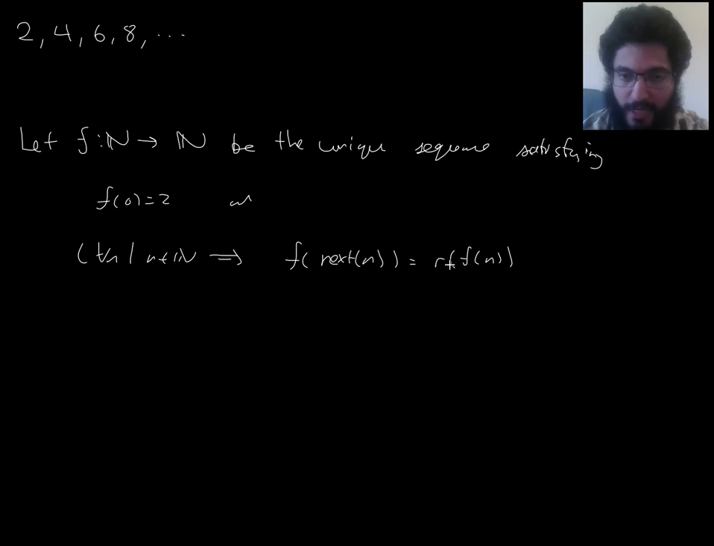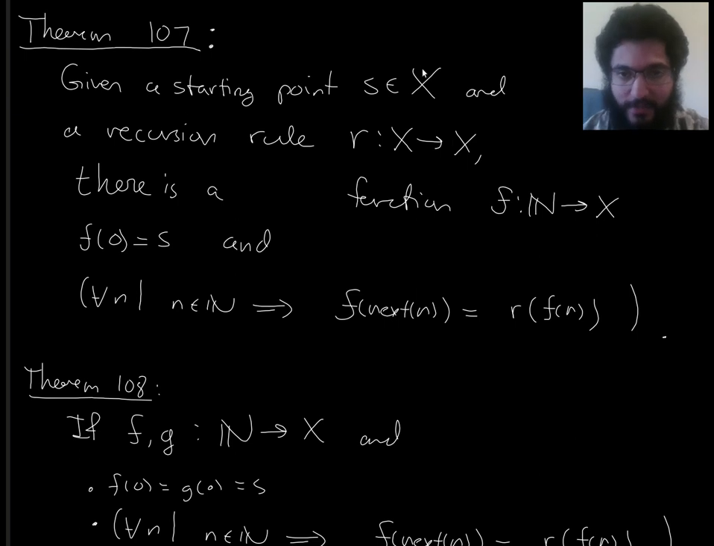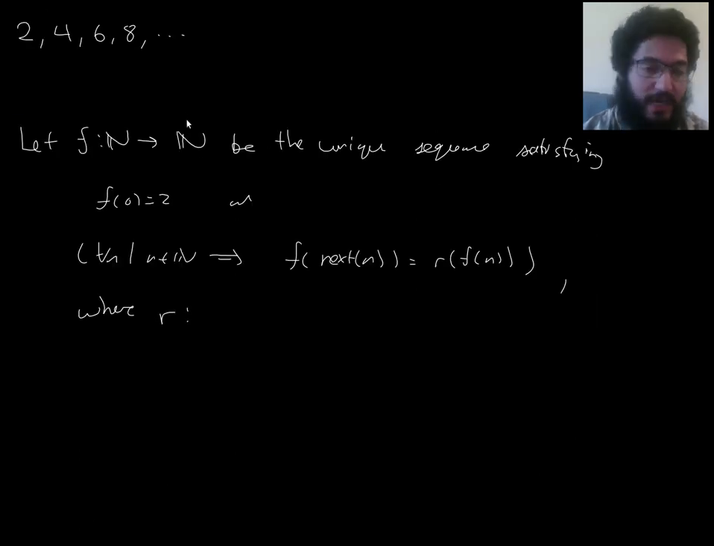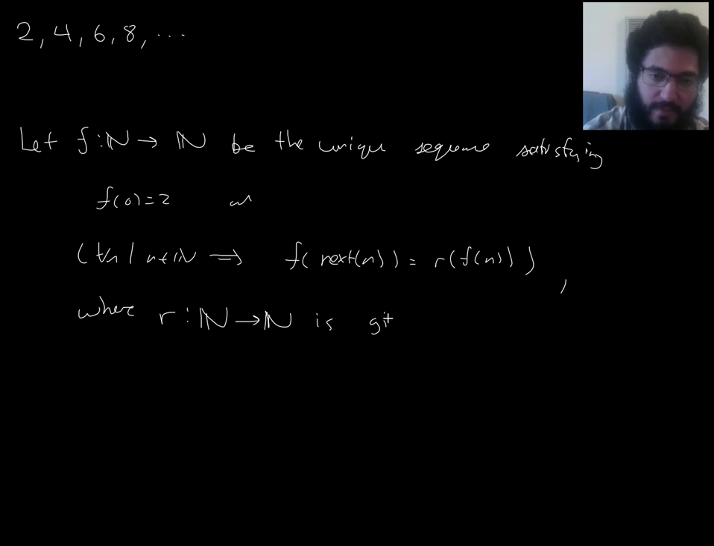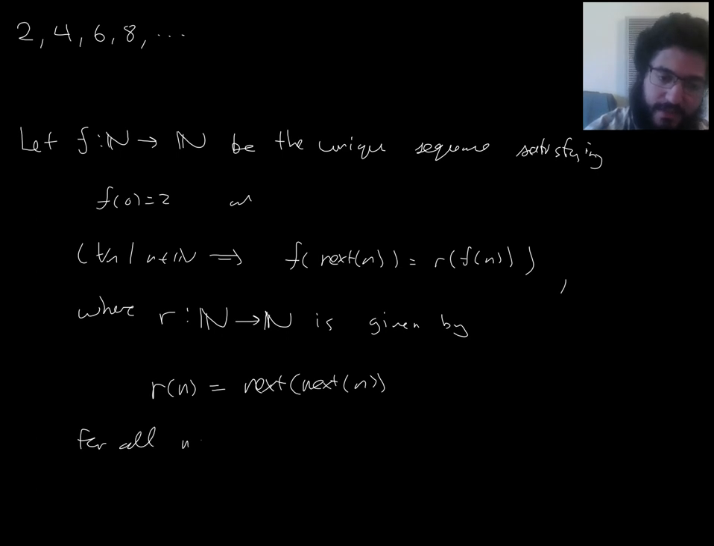You could write the actual recursion rule next of f of n in this case, or you could just call it a certain function r, where typically r is from x to x, where x is where our sequence is taking values. In this case, our sequence is taking values in the set of natural numbers, so it's going to be n to n, given by r of n equals next of n for all n.